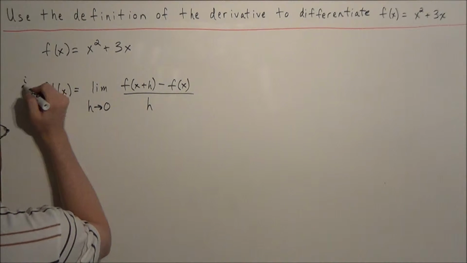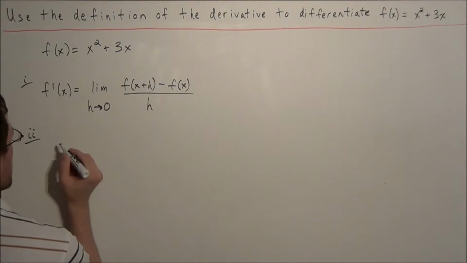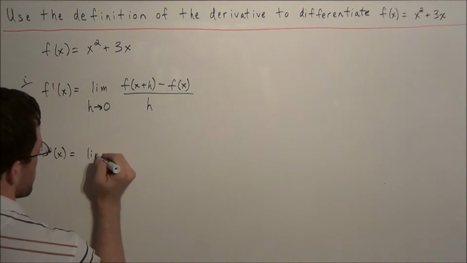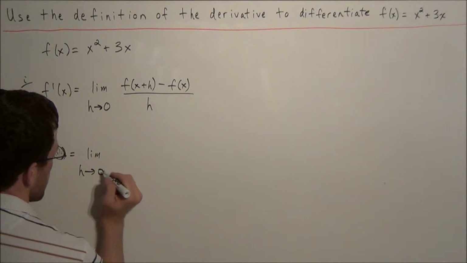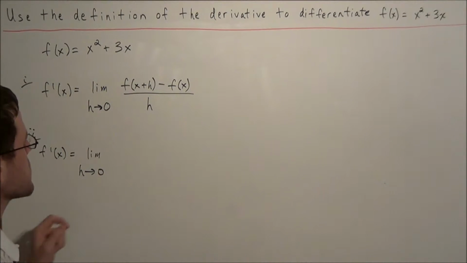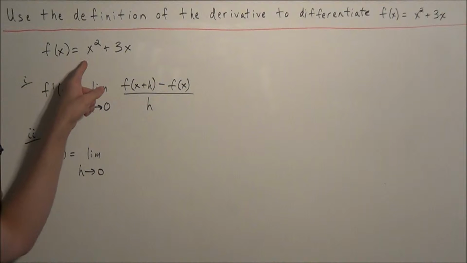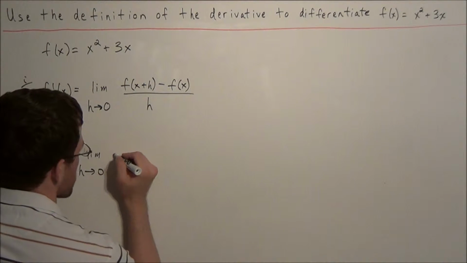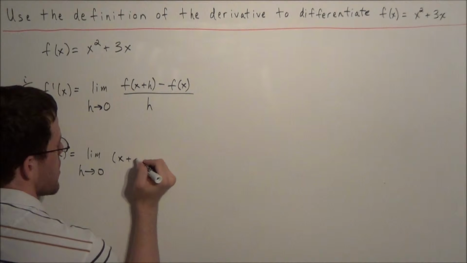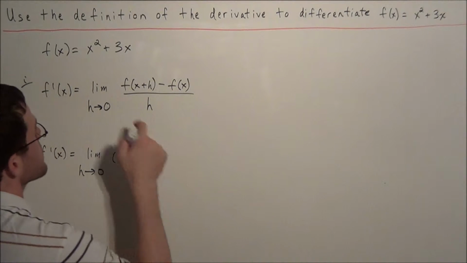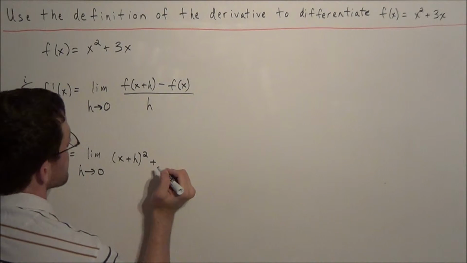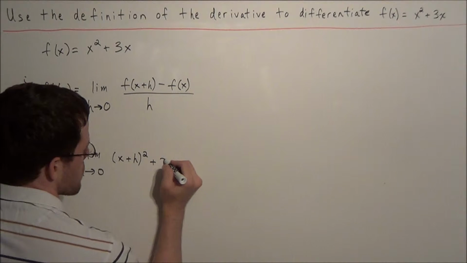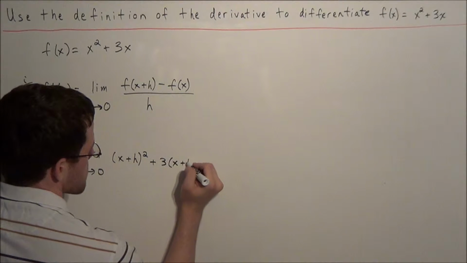So for the next line, let's say for line 2, we have f prime of x is equal to the limit as h approaches 0. And now instead of f of x plus h, we're going to substitute x plus h into the function wherever we see an x. So we have x squared, but we're replacing x with x plus h. So we have x plus h squared. And now plus 3 times x, but we're evaluating this for x plus h. So we have 3 times x plus h.